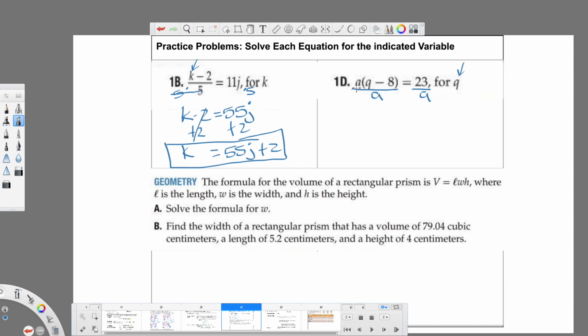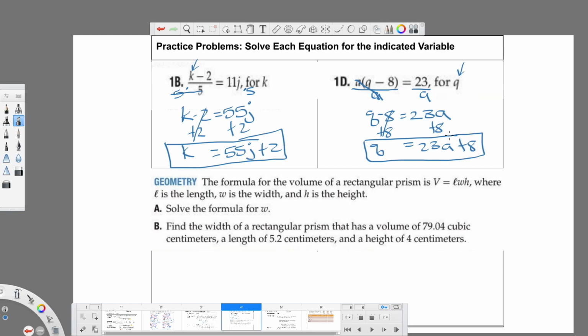What that does is it cancels out, times divide. I'm dividing by the same number. I end up with Q minus 8 equals, because the A is canceled, 23A on the right side there. So now all I have to do is add 8 to both sides. And I have Q equals, the 8's cancel, and I have 23A plus 8. So this is the answer. This is what we're looking for here.